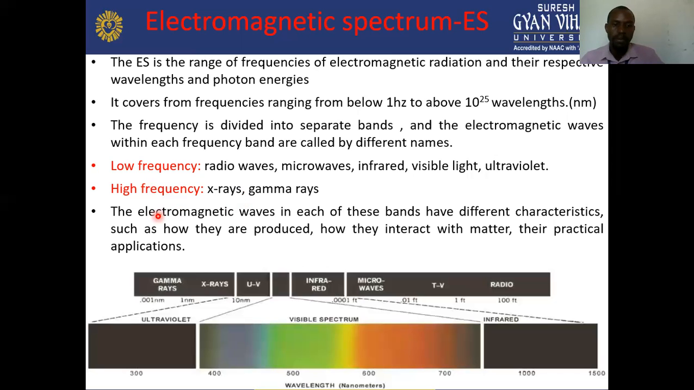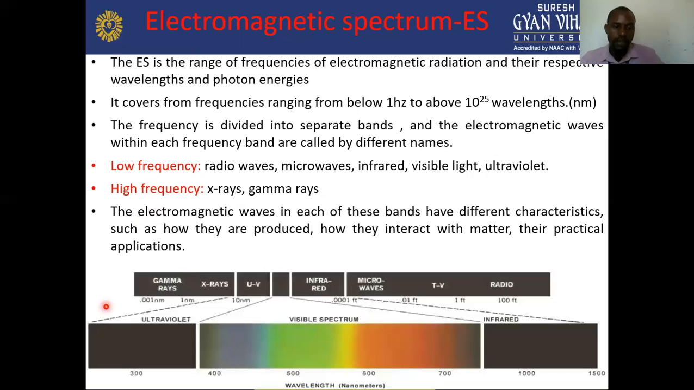Each of them has its own characteristics. The lower band and the higher band have their own characteristics in terms of how they are produced, how they interact with matter, as well as their practical application. Each one of them is separate from the other, and they are not similar in any way. That is why they are given different names.